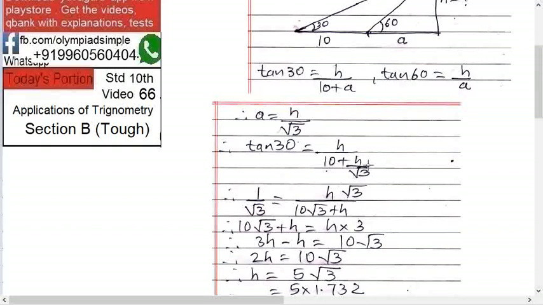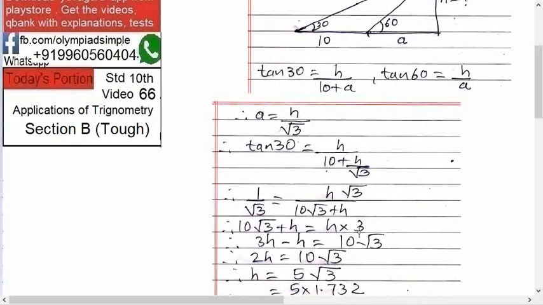How to solve this? Tan 30 is 1 by root 3. And this right hand side becomes root 3 into 10, that is 10 root 3 plus h, and this root 3 which is below goes up. So it becomes h root 3 upon h plus 10 root 3, right? Cross multiply them: 10 root 3 plus h equals h root 3 into root 3.